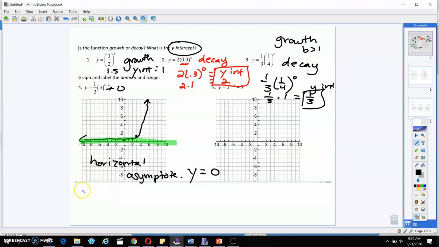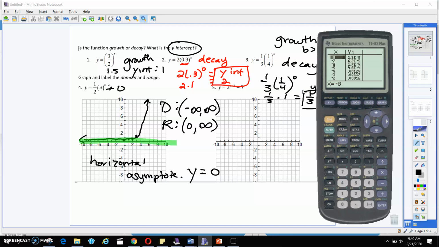Okay? So the domain for this is going to be from negative infinity to positive infinity. And my range is going to be from 0, but it's never going to touch 0, so we're going to put a parentheses. And then it's going to go all the way up to positive infinity. It doesn't touch it, but it gets really, really close. So when we go into our calculator and look at these, it goes really close to 0, but never actually touches it.